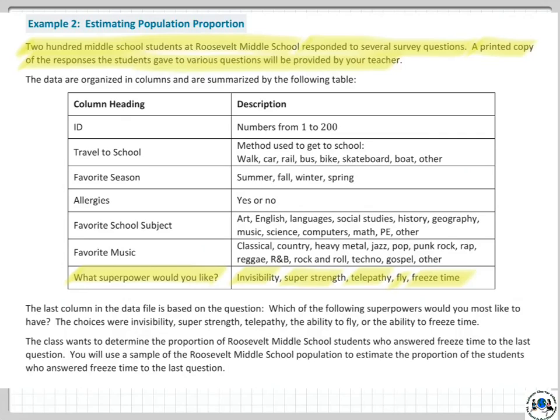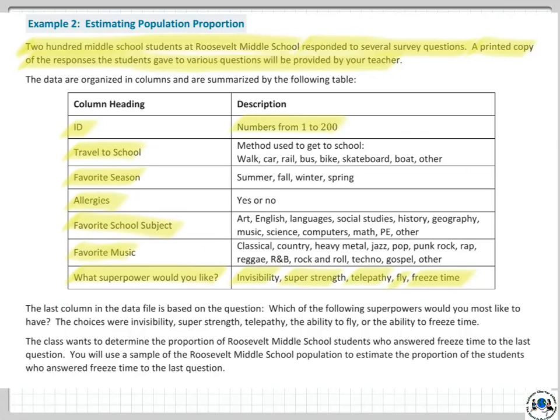All right, so the data are organized in columns and are summarized by the following table, and here they are. We had a column heading, so you can see there was the ID, and the ID was a number that was assigned to each student, numbers 1 through 200, because there are 200 students. They asked them how they traveled to school, and there were some answers there. Methods used to get to school: walk, car, rail, and so on. The favorite season of the year, of course, 4 choices there. Allergies, yes or no. Favorite school subject, all of those there. And favorite type of music.